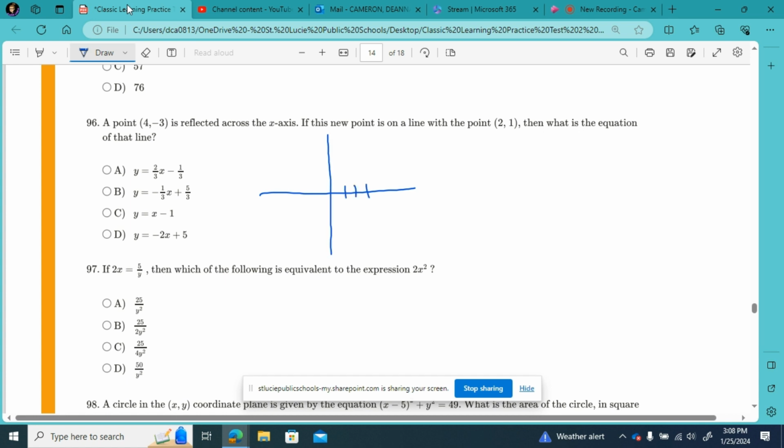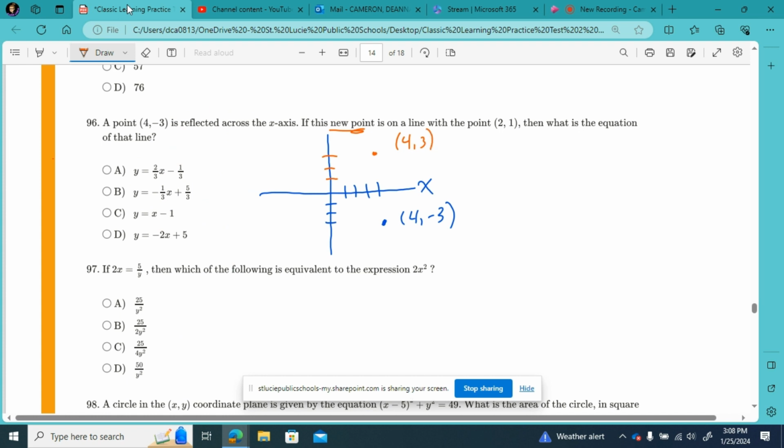1, 2, 3, 4. Right 4, negative 3 tells me to go down 3. So this point, (4, -3), gets reflected across the x-axis. So my x-axis here, it's going to fold up to where the new point is going to go. Instead of being 3 down from 4, it's going to be 3 up, at (4, 3).